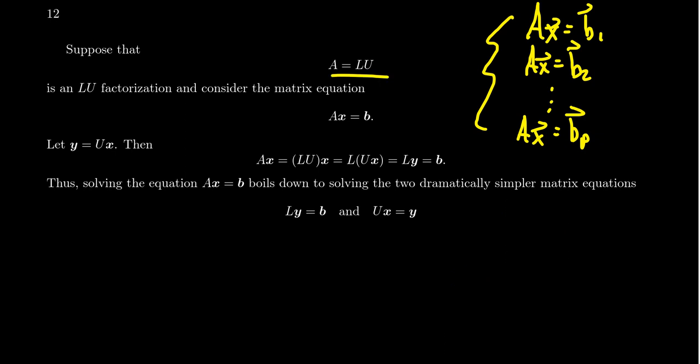Suppose we have an LU factorization of A. A equals L times U, where L is a unit lower triangular matrix, and U is an echelon form, which is kind of like an upper triangular matrix if it were square. Well, if we have to solve the equation AX equals B, then what we could first do is think of the following. We'll let y equal the vector U times x, where x is a solution vector to the equation AX equals B.